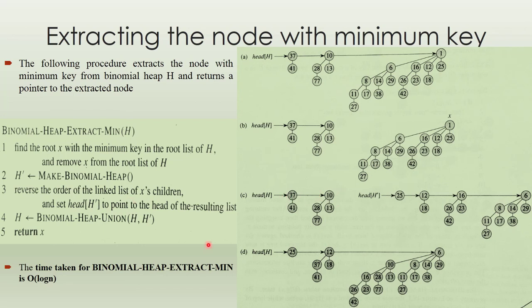So I just apply binomial heap union on H and H'. So I will take the union of head of H and head of H'. I will get a new binomial heap. You just compare this a and d. Both are binomial heaps, but the minimum key one is removed. So it's a simple procedure. So the time taken for binomial heap extract min is also log n.